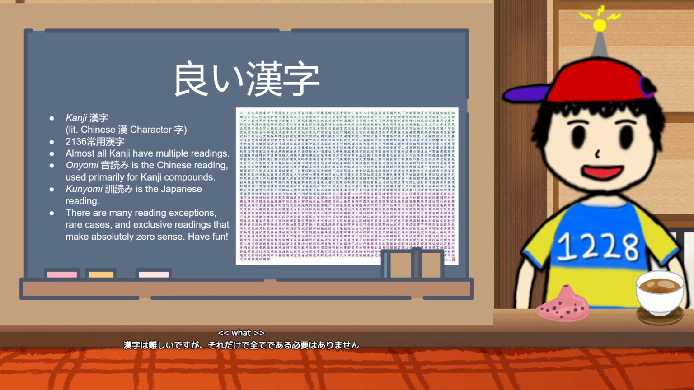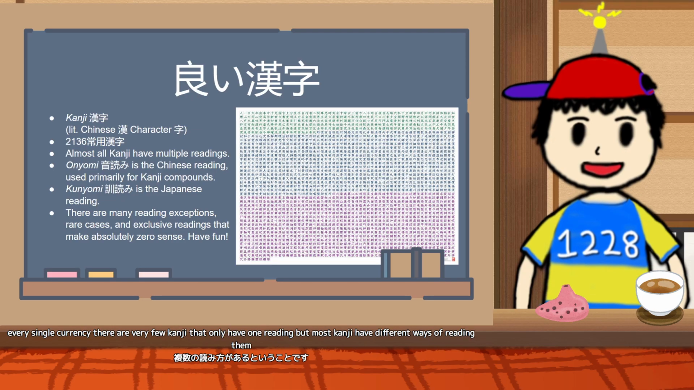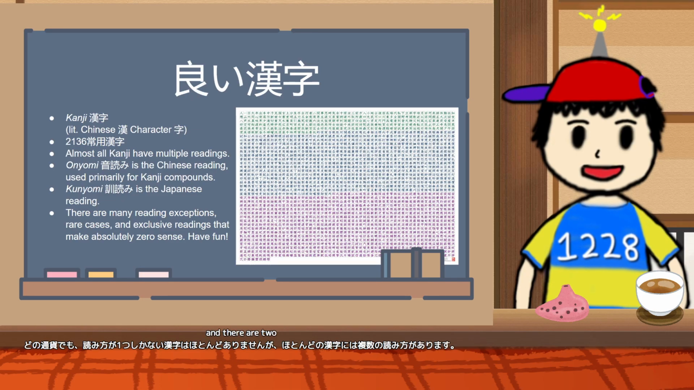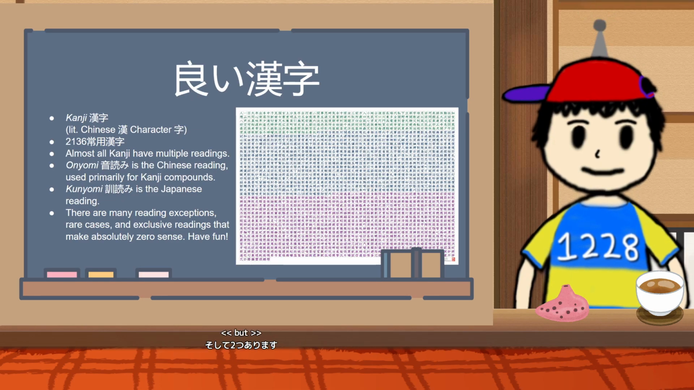What really intimidates people is that nearly every single kanji has multiple readings. There are very few kanji that only have one reading, but most kanji have different ways of reading them. And there are two main readings. There are exceptions, of course, but in general, there's two readings. There's the onyomi, which is the Chinese reading.